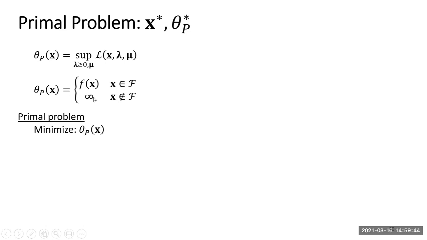Minimize theta p of x. Now, theta p of x, obviously, when x is infeasible, it is infinite. We want to minimize this function, theta p of x. So when x is feasible, theta p of x is finite. In fact, it's equal to f of x, correct? So when we minimize, we automatically constrain x to be feasible, and then the minimum of this would be equal to the minimum of f of x. Okay, so the primal problem is this: minimize theta p of x.